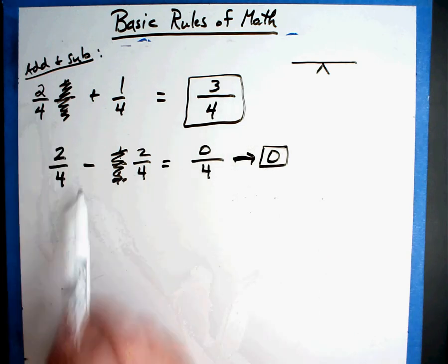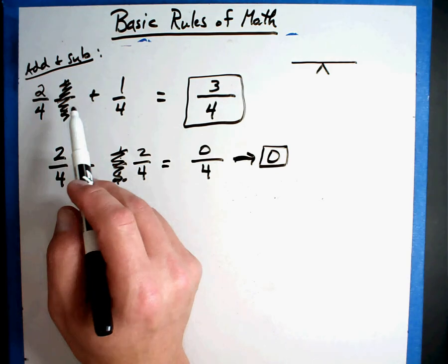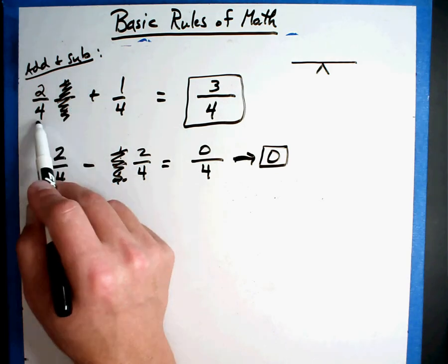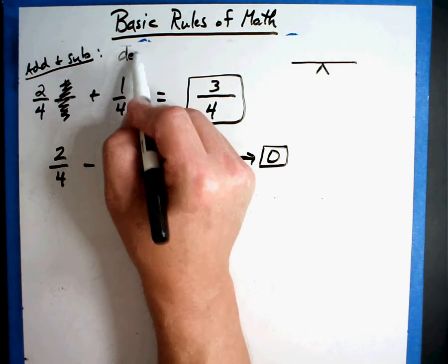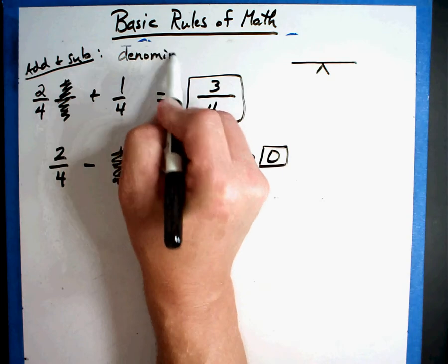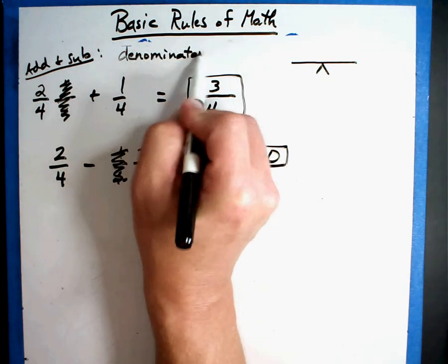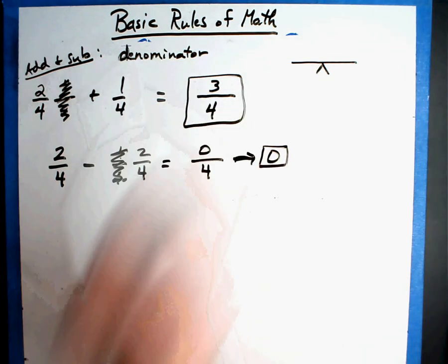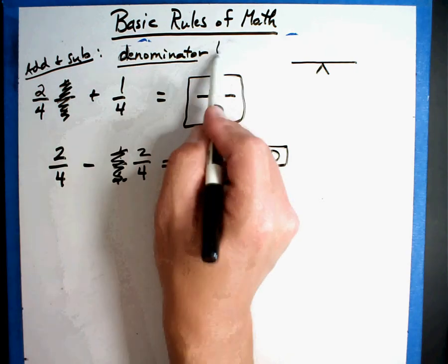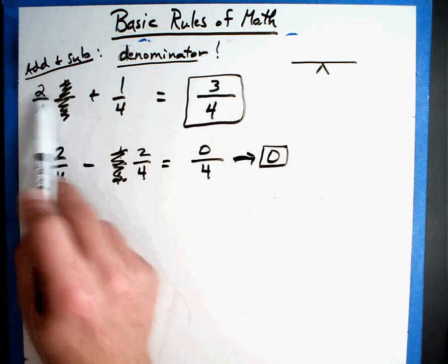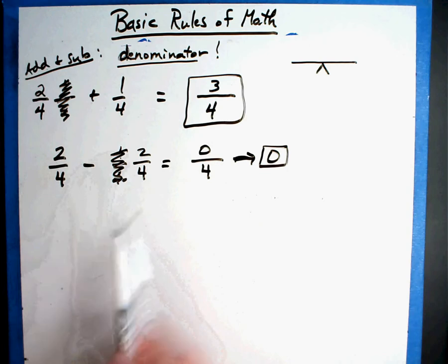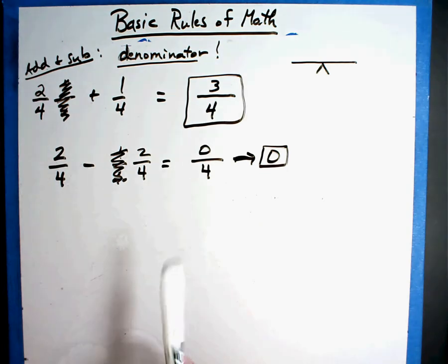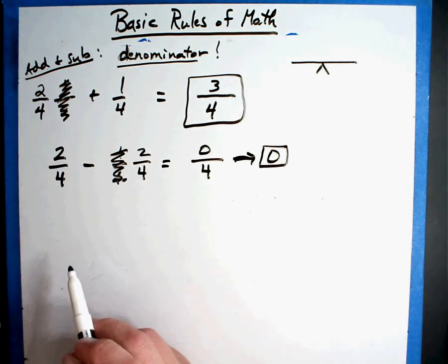Addition and subtraction have exactly the same rules. It's all about the bottom number. If you want the technical term, it's called the denominator. The denominator has to be the same. As soon as I got them the same, I could add the top or subtract the top and get my answers. That's how you do addition and subtraction.